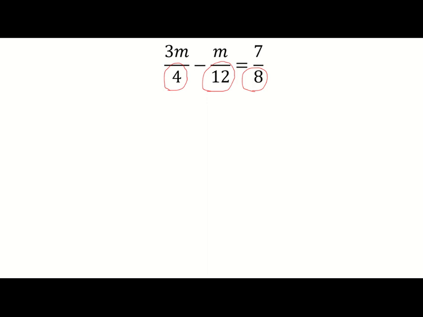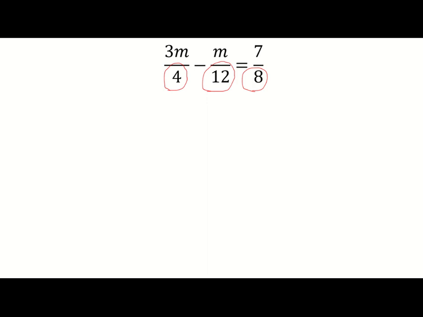Now, your least common denominator is the number that all of your denominators can go into. So what I want to think of right now is, is there some number that 4, 12, and 8 can all go into? That number, of course, is 24. 4 goes into 24, 12 goes into 24, and 8 goes into 24. So what we are going to do is multiply every single part of our equation, whether it's a fraction or not a fraction, by the number 24.